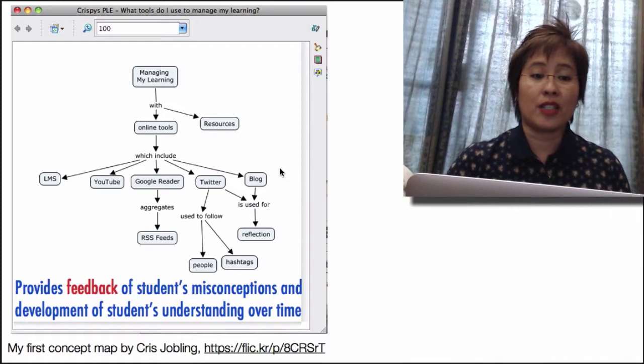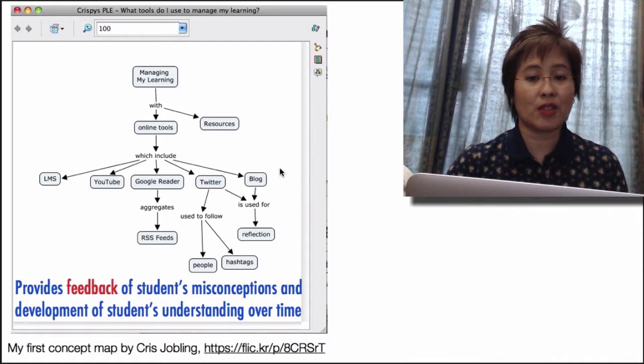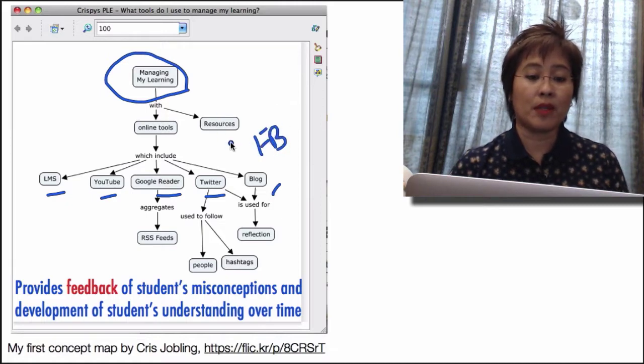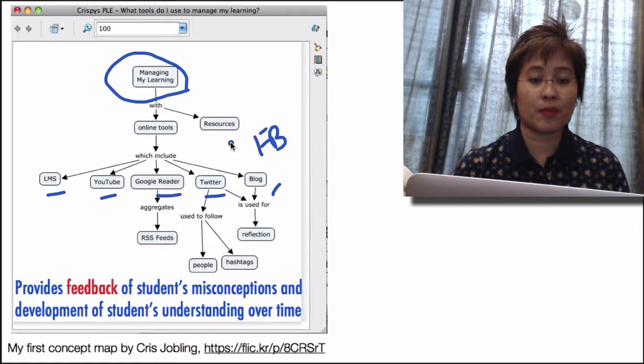As a teacher, I value concept maps as they provide feedback of students' misconceptions and development of students' understanding over time. So don't worry, your concept map may be a simple one like this one about managing my learning. Here the online tools were only LMS or learning management systems, YouTube, Google Reader, Twitter, and blogs. So maybe for us, we will be including, for example, Facebook or other online platforms. Your concept map may actually evolve as we go along with our classroom discussions.